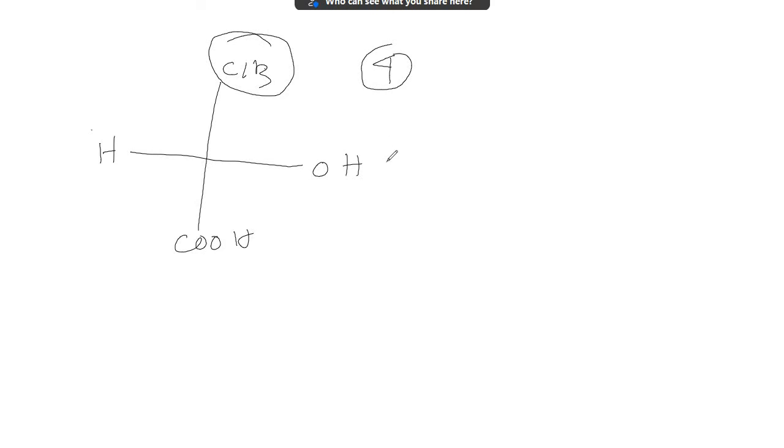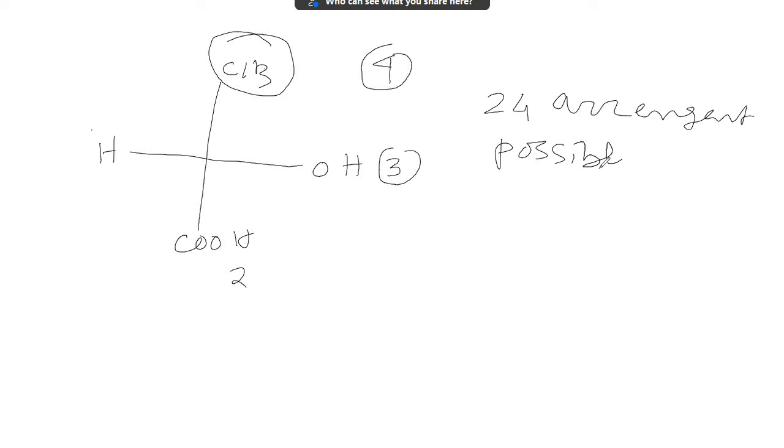This place can be filled in 3 ways, this place in 2 ways, this place in 1 way. So there are 24 such arrangements possible. All these 24 arrangements should have the same IUPAC name only: 2-hydroxypropanoic acid, because the COOH group is the main functional group, and OH is on the second carbon atom. The longest chain is 3, so it will be 2-hydroxypropanoic acid. Irrespective of the way, whether you put the CH3 group on the top, bottom, left, or right, that doesn't matter. Its name will be 2-hydroxypropanoic acid.